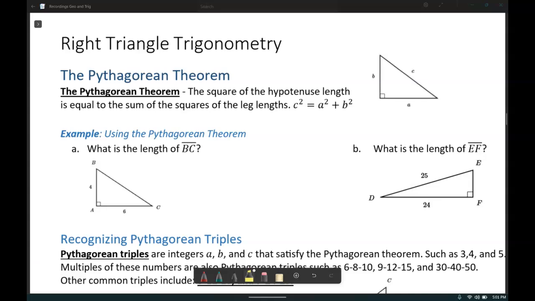Now what we're going to do is take a very basic and brief introduction into one of my most favorite topics in mathematics, and that is the world of trigonometry. We'll be starting with our right triangle trigonometry.